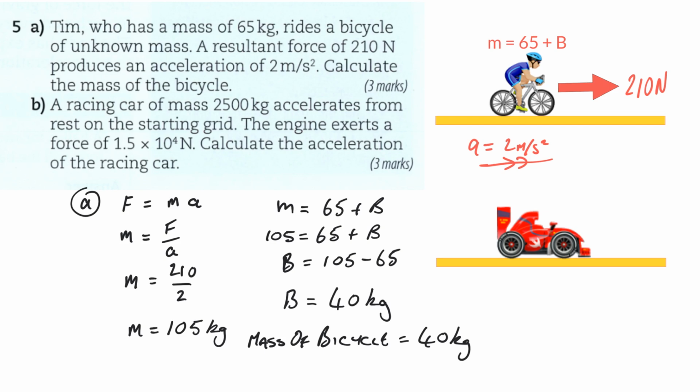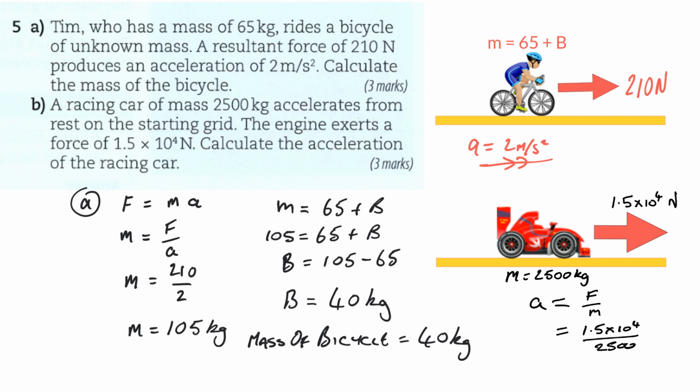Part B, a racing car of mass 2500 kilograms accelerates from rest on the starting grid. The engine exerts a force of 1.5 times 10 to the 4 newtons. Calculate the acceleration of the racing car. So this is straightforward. F equals ma. We're asked to find a from an F and m value. So we've got this force and this mass. And so F equals ma, a equals F over m. And just filling that in, that gives us an a of 6 meters per second squared.